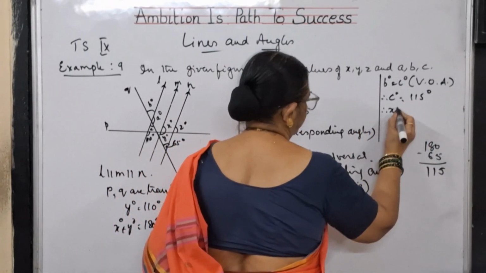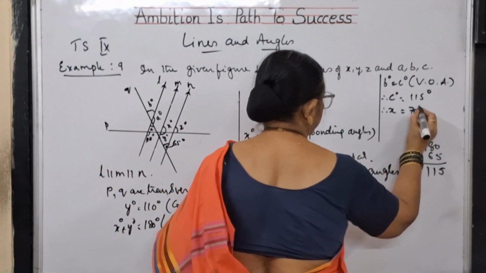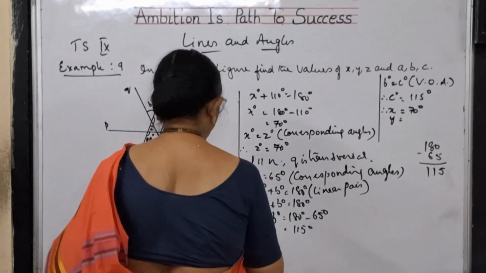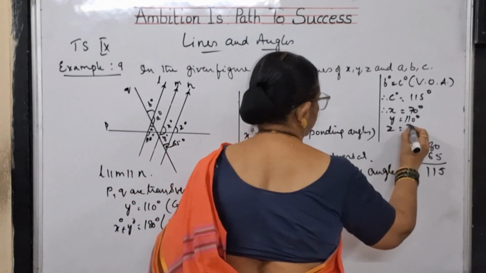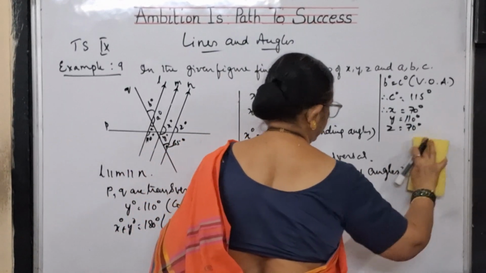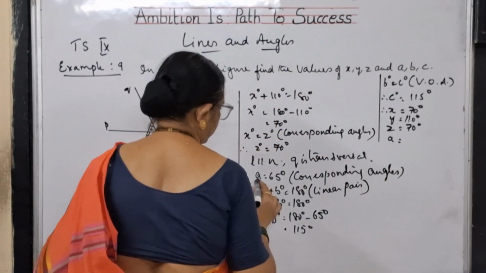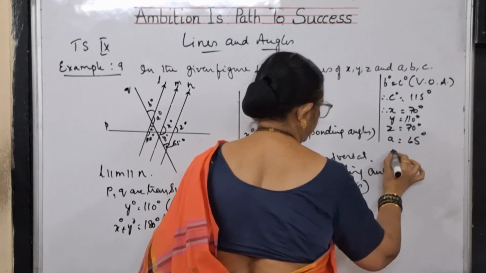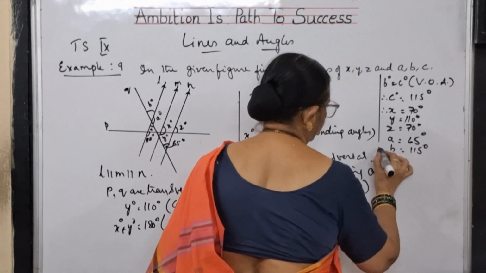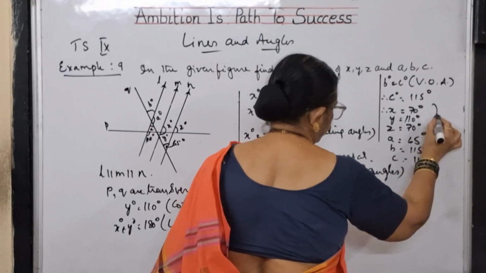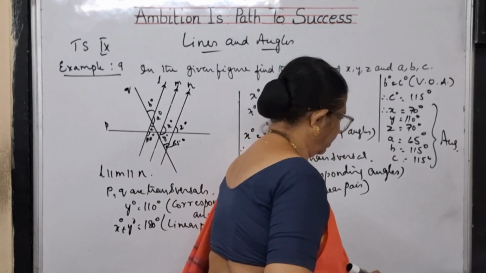So, answer is x is equal to how much we have got x? 70 degrees. Y is equal to we have got 110 degrees and Z is equal to 70 degrees and A is equal to we have got A as 65 degrees, B is equal to 115 degrees, C is equal to 115 degrees. So, these all are the answers for this bit, children.